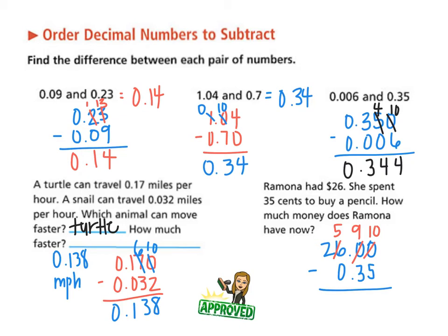All right, so now we subtract 10 minus 5, which is 5, 9 minus 3 is 6, put the decimal point, 5 minus 0 is 5, and then 2. So she ends up leaving the store with $25.65.